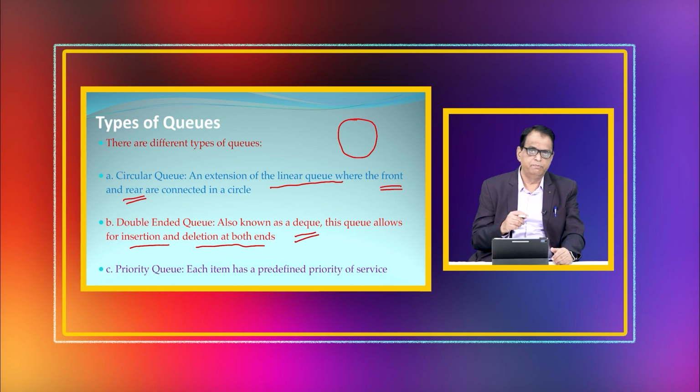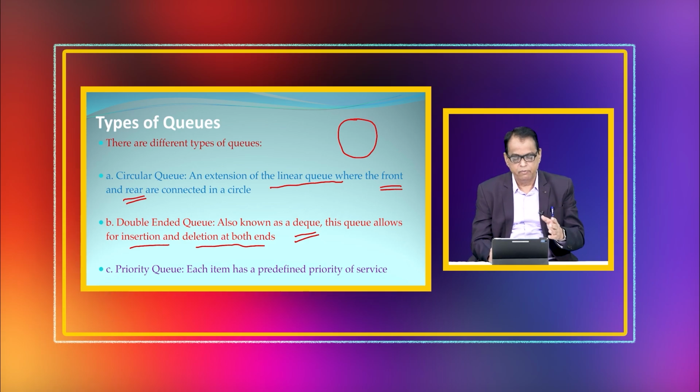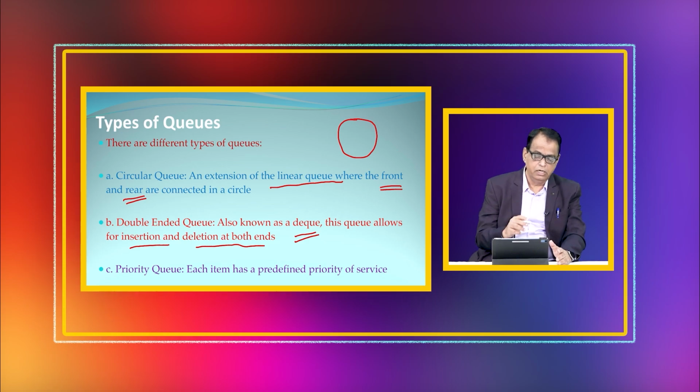But many times people require both the operations to be performed from both the ends, and if there is such a requirement, then in that case we can form a queue which can be called a D queue, or a double-ended queue. So in the double-ended queue, the insertion and deletion, both of these operations, can be performed at both the ends.